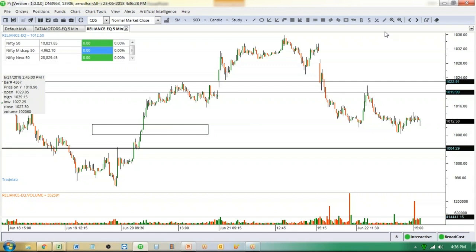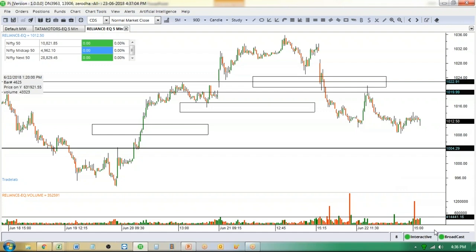Say there would be one box like this, another box like this, then another box like this. So it will form steps. That is also confirming trends. So this also confirms trends: step up or step down. If it is bearish, it will go like this.